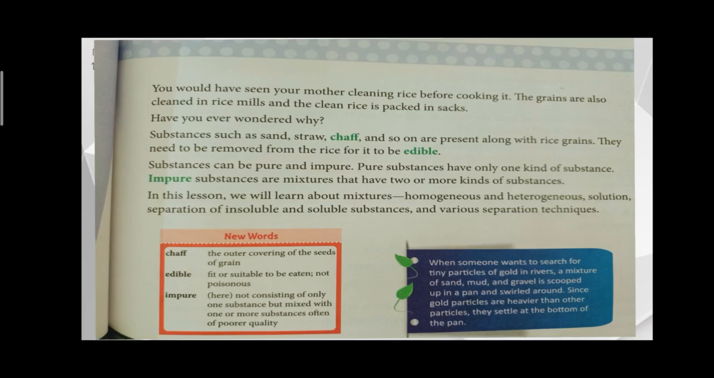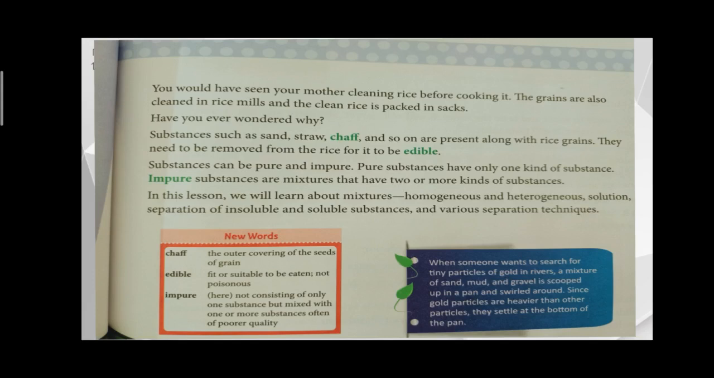Okay, so in this lesson we are going to learn about mixtures and how we can separate them. Mixtures means homogeneous, heterogeneous, solution, separation of soluble substances and insoluble substances, and various separation techniques. In this chapter we are going to learn these. Okay, pure substance means which is very pure.